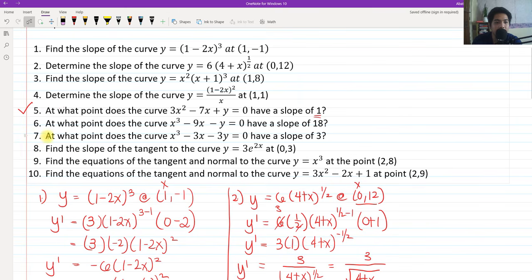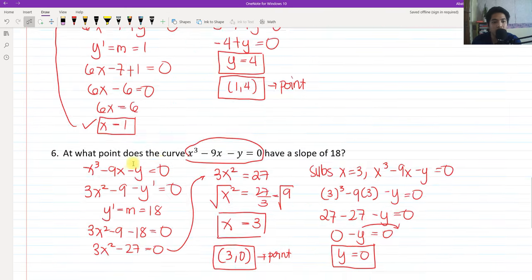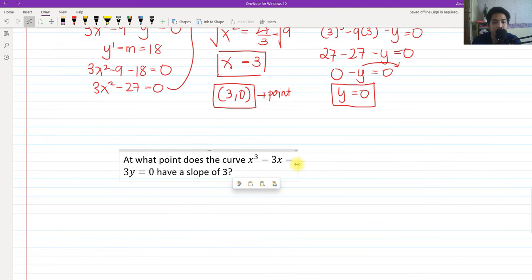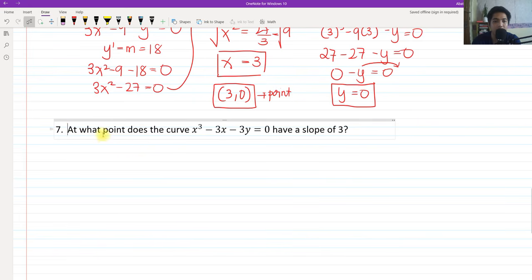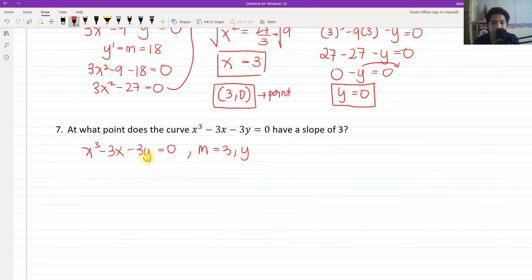Number 7, last problem for this, so that we can learn something and practice our skill. At what point does the curve x cubed minus 3x minus 3y equals 0 have a slope of 3? So we know that the slope is 3, that is y prime equals 3. So differentiate. We have 3x squared minus 3 minus 3y prime equals 0. So we differentiate with respect to y.